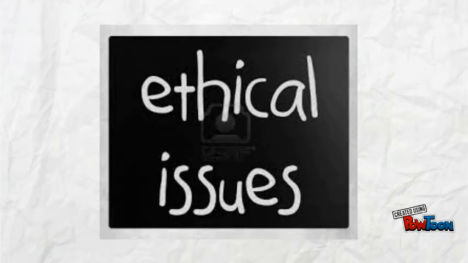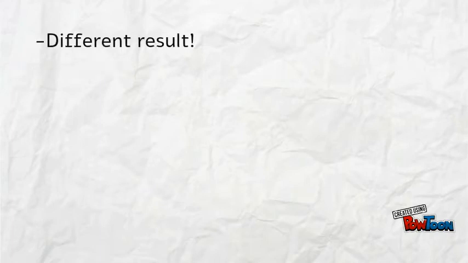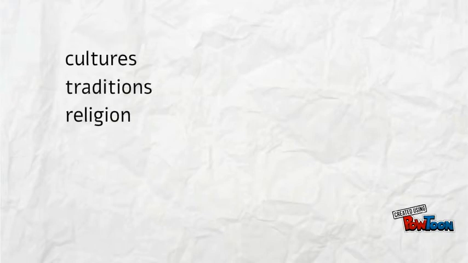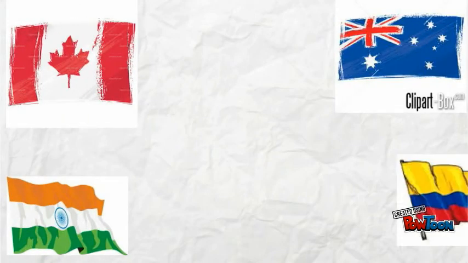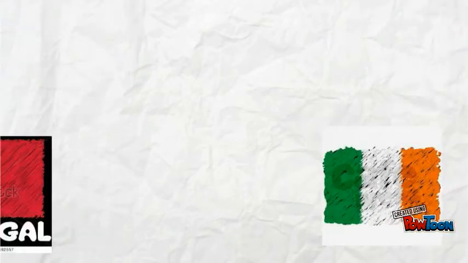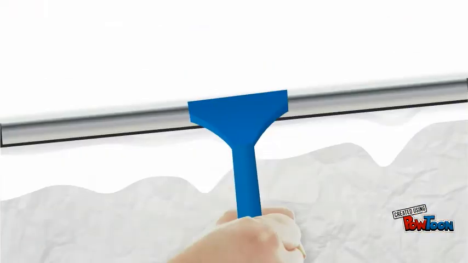One more thing, even though the DNA from the nucleus in the cloned cells is identical to the original one, the whole animal or human is not identical. In other words, the result is not a twin. The answer to this question varies from one country to another regarding their culture, tradition, and religious views. For example, cloning is illegal in Canada, Australia, India, and Colombia. However, it is legalized in other countries like Greece, Portugal, and Ireland.